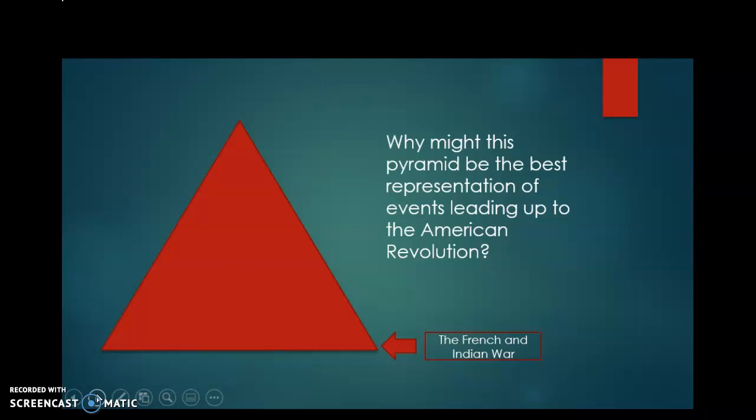So a common theme that we are going to start seeing as we go through the causes of the American Revolution is that we're going to see this pyramid. And I chose this pyramid to be the best representation because eventually, as more events happen, we are going to get increasingly to the peak, which is going to be the actual American Revolution. So this pyramid best symbolizes the lead up until the American Revolution.